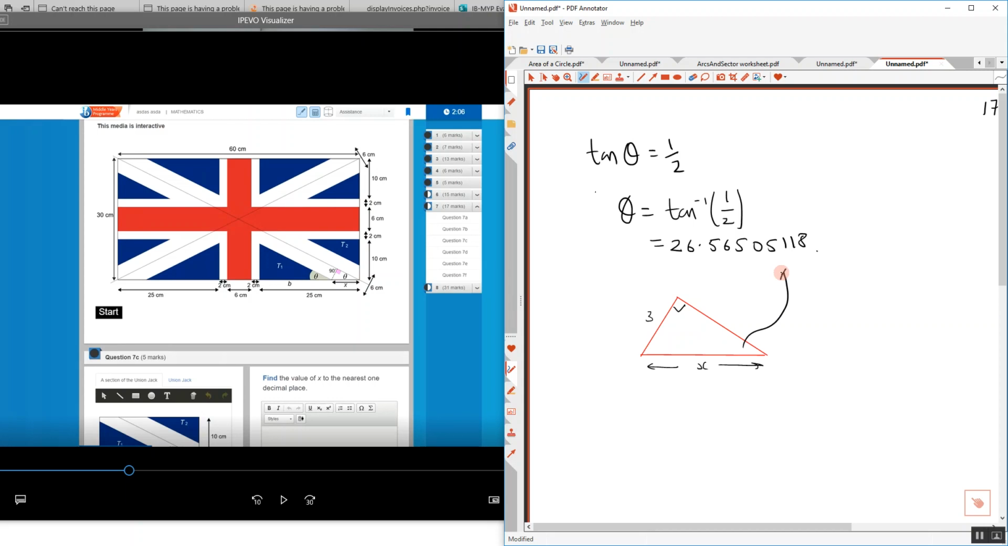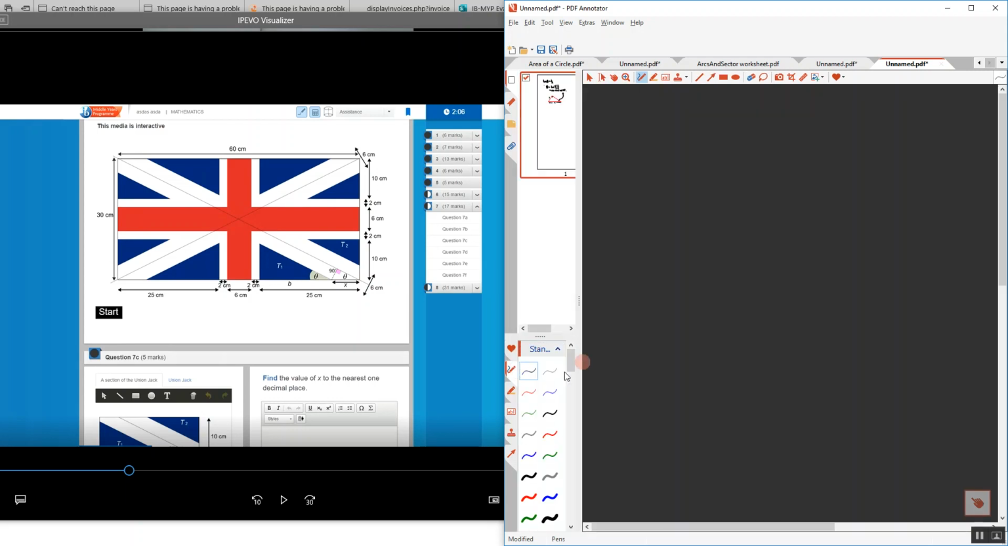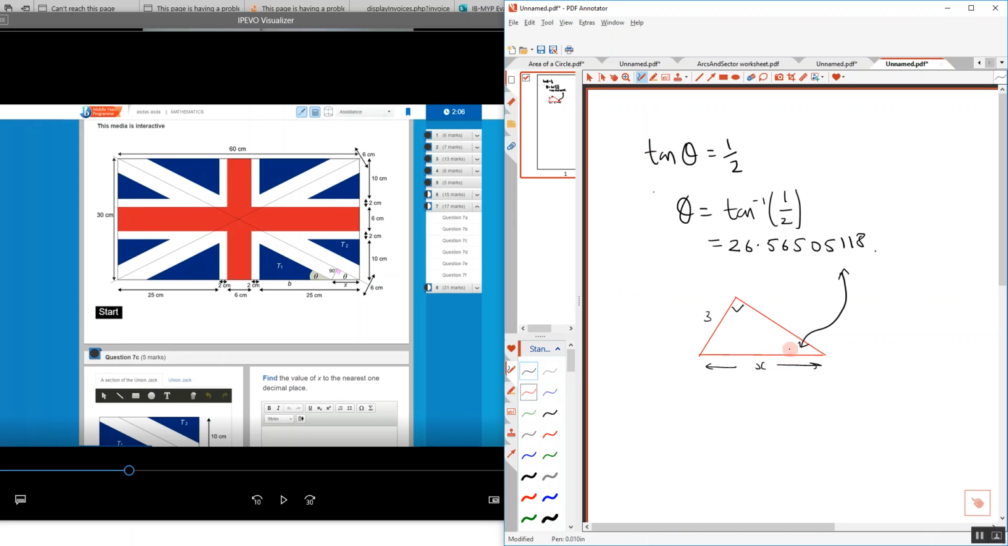All good with that? Right, now, in order to work out our length of x, let's label our triangle. So, what is this side? Opposite. Why? Because it's opposite the angle that we know. What is this side? Good, and then this is our adjacent. We know the opposite, we know the hypotenuse, so we're going to use sine.